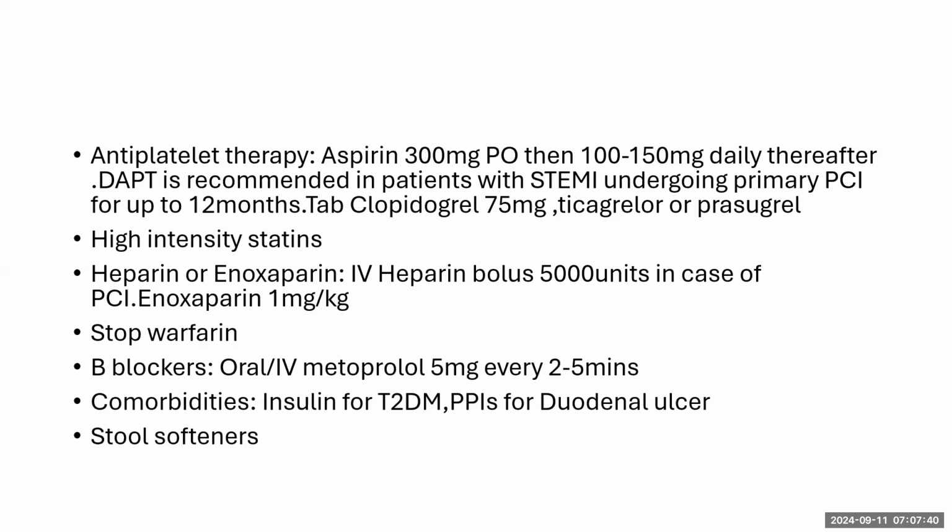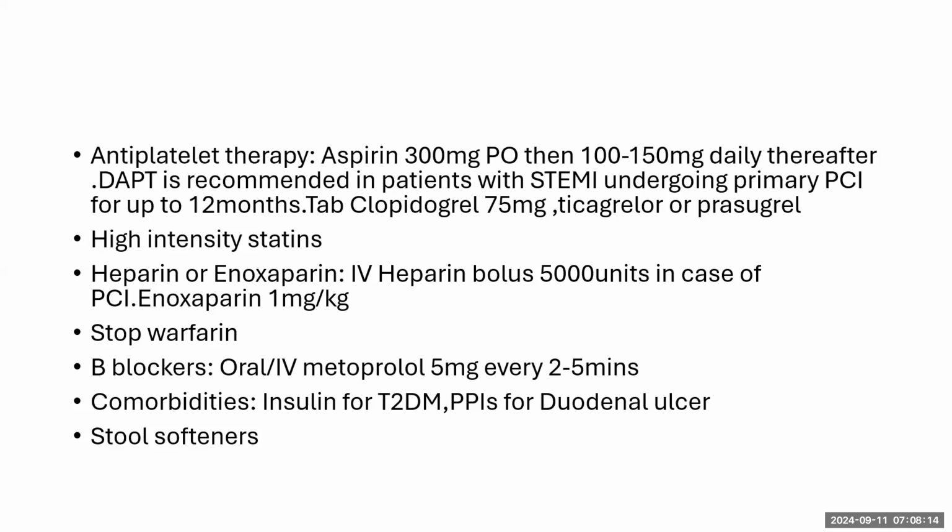I also want to give the patient antiplatelet therapy: aspirin, 300 milligrams stat, then 100 to 150 milligrams daily. Dual antiplatelet therapy is recommended in patients who are undergoing primary PCI for up to 12 months. The other alternatives are clopidogrel, ticagrelor, or prasugrel. I also want to give the patient high-intensity statins, heparin or enoxaparin. If I'm giving IV heparin, it's 5,000 units. The other alternative, enoxaparin, 1 milligram per kg.